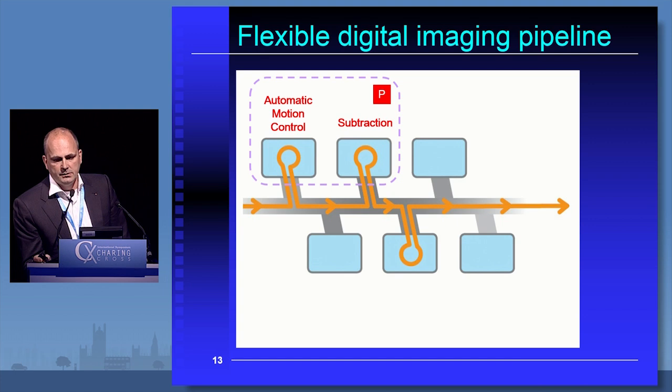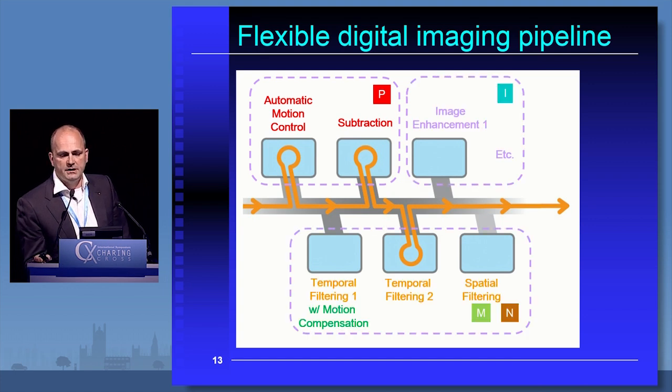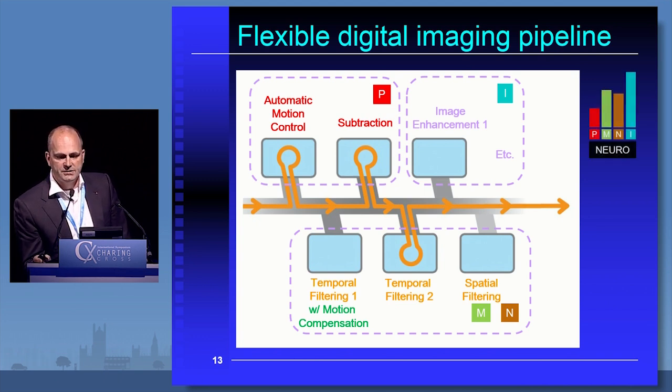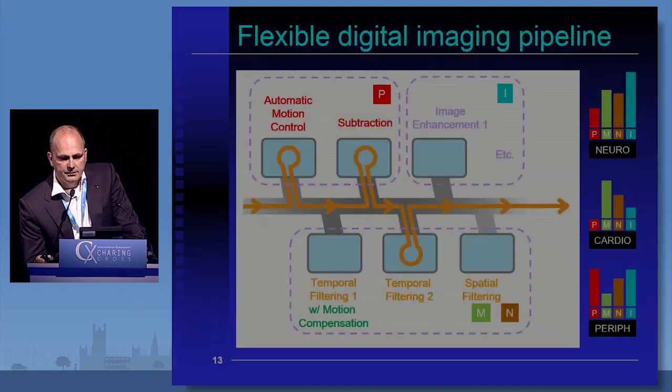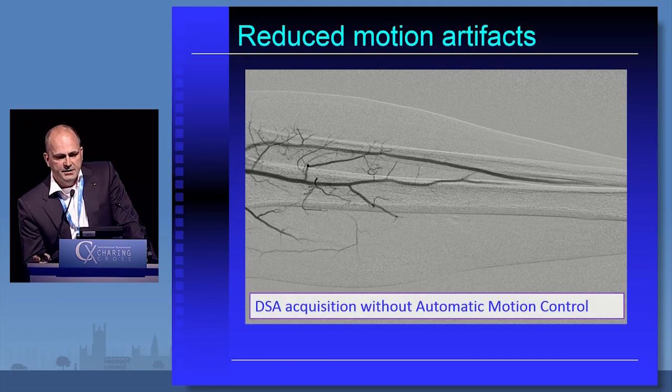And how does it work? Actually, the technique that's being incorporated is a flexible digital imaging pipeline where we can use pixel shifting, automated image enhancement, motion compensation and noise reduction to actually make our images better when we use less radiation dose. And we all know that this needs to be flexible as we have different interventions, different indications where we work on, be it in neuro interventions, be it in cardiologic interventions, or be it in peripheral interventional procedures.